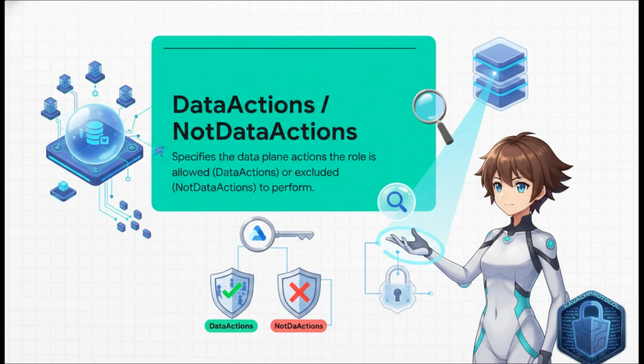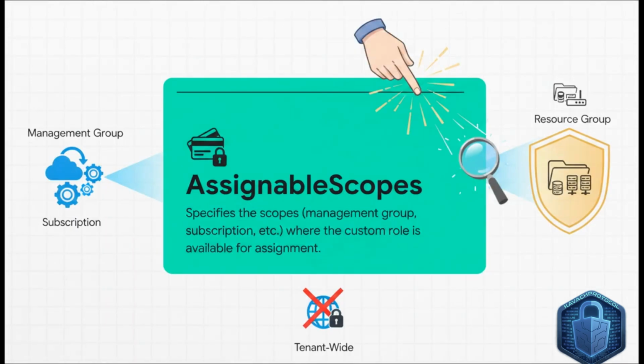So for example, reading a file from a storage container or running a query against a database. It's a really critical distinction for getting your security just right. Okay, now this property, AssignableScopes, is your ultimate gatekeeper. This is what decides where in your Azure environment this custom role can even be used. This is what stops a role designed for a single resource group from being accidentally assigned at the whole subscription level, which would give it way more power than you ever intended.